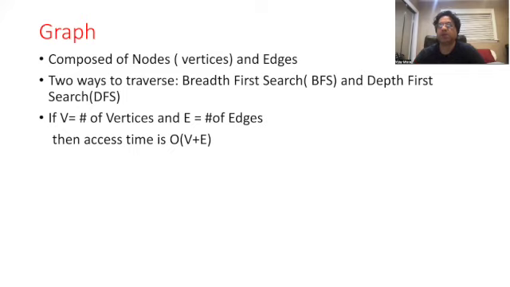The complexity of visiting a graph, the access time, is order of V plus E, where V is the number of vertices and E is the number of edges. The idea is that if we have to reach or access a certain item, in the average case you would be visiting all the vertices and all the edges. That's why the complexity is order of V plus E.